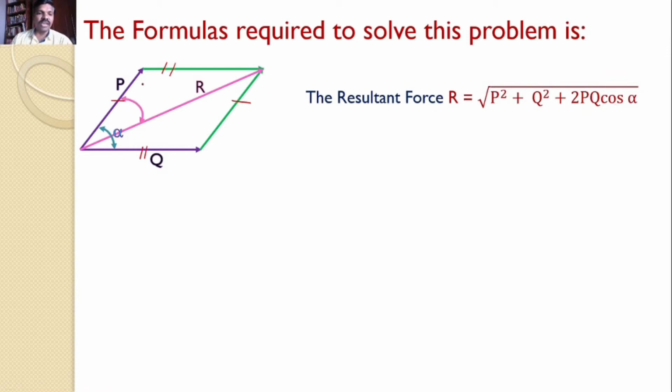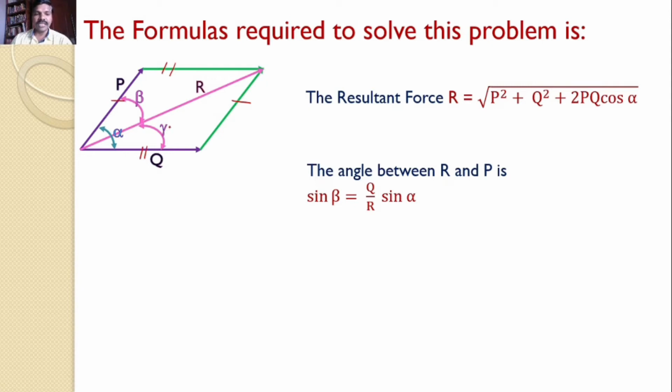Let the angle between one of the forces P and the resultant force R be beta. And this beta is given by the equation sin beta is equal to Q by R into sin alpha. Similarly, let the angle between the resultant force and the force Q be gamma. And this gamma is given by sin gamma is equal to P by R into sin alpha.